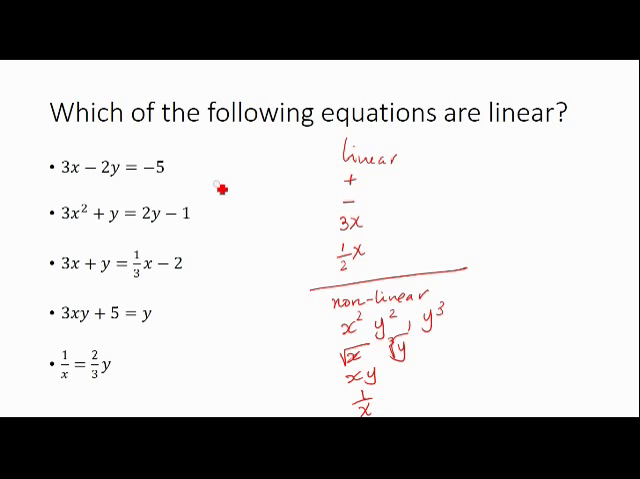So, if we apply it to these problems that we have here, in the first one we notice that we are only multiplying 3 times a variable, 2 times a variable, and you're only subtracting, so this is linear. On the second one, you have a second power, so this is nonlinear.